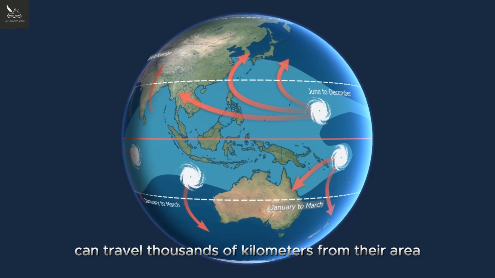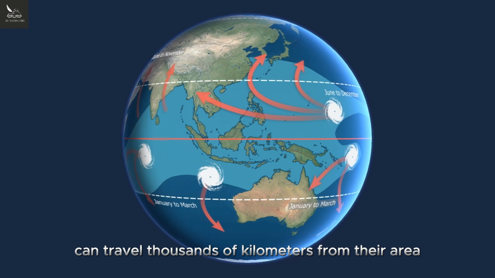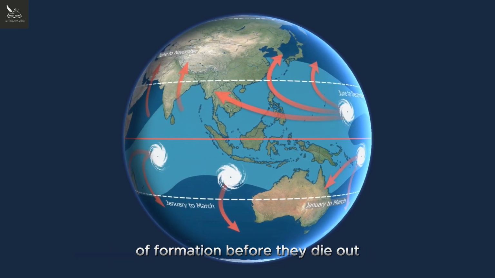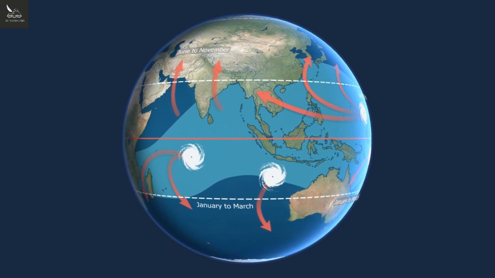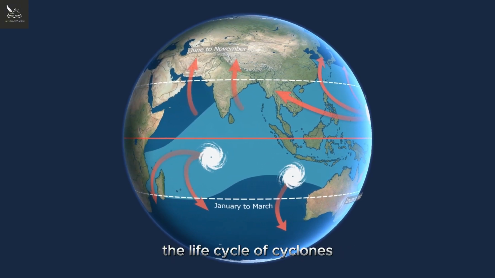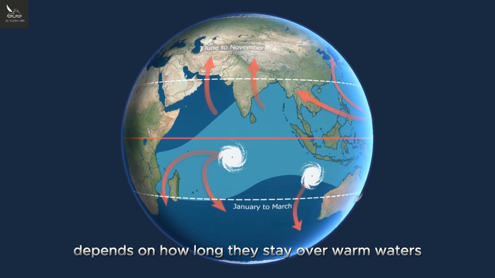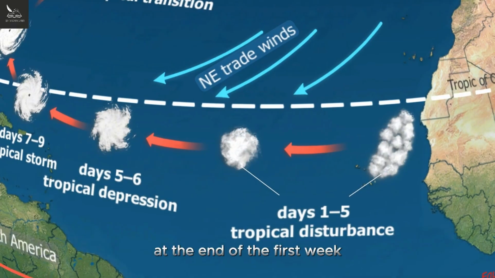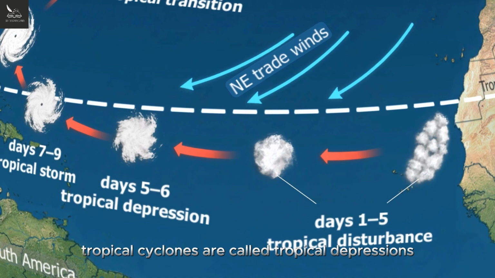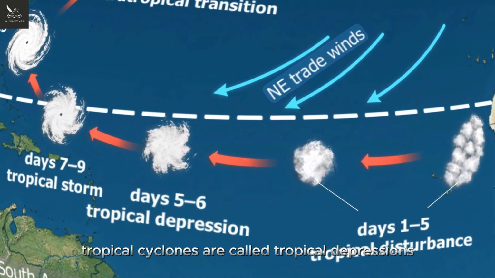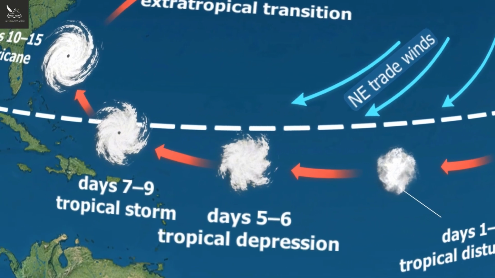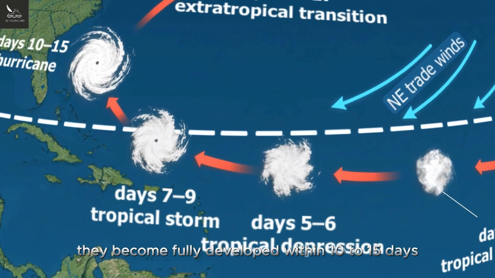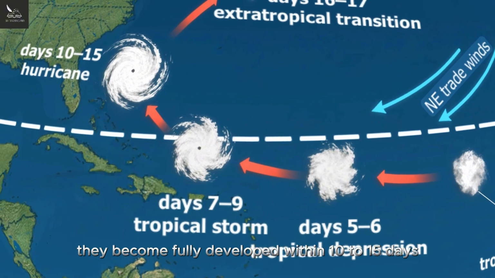Tropical cyclones can travel thousands of kilometers from their area of formation before they die out. These cyclones can last several weeks. The life cycle of cyclones depends on how long they stay over warm waters. At the end of the first week, tropical cyclones are called tropical depressions, while at the end of the second week, they turn into tropical storms. Usually, they become fully developed within 10 to 15 days.